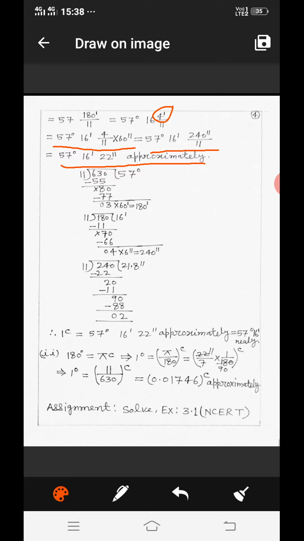Dear students, the above computation is explained below, and finally we get 1 radian is equal to 57 degree 16 minutes 22 seconds approximately. This is equal to 57 degree 16 minutes nearly.